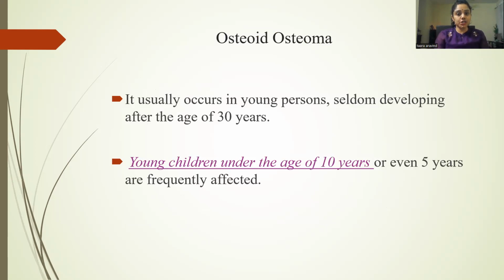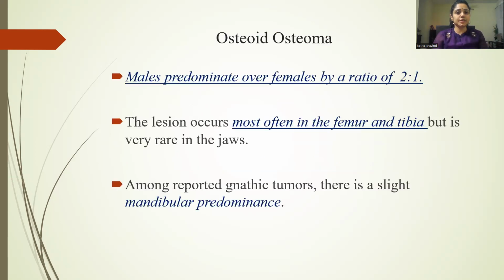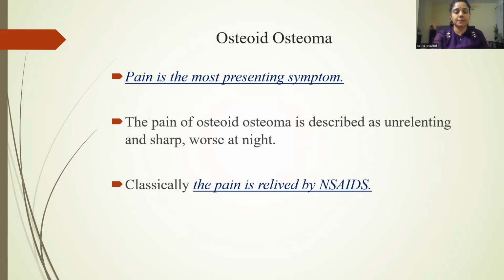Osteoid osteoma usually occurs in young patients. Young children under the age of 10 years or even 5 years are frequently affected. Males predominate over females, and the lesion occurs most often in the femur and tibia. And if the jaws are involved, there is a slight mandibular predominance.